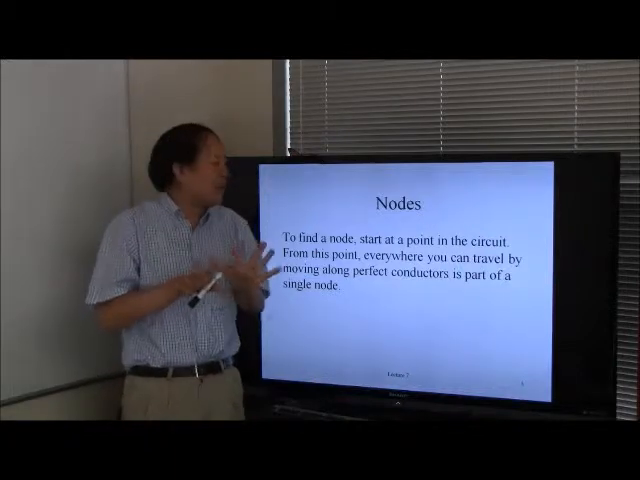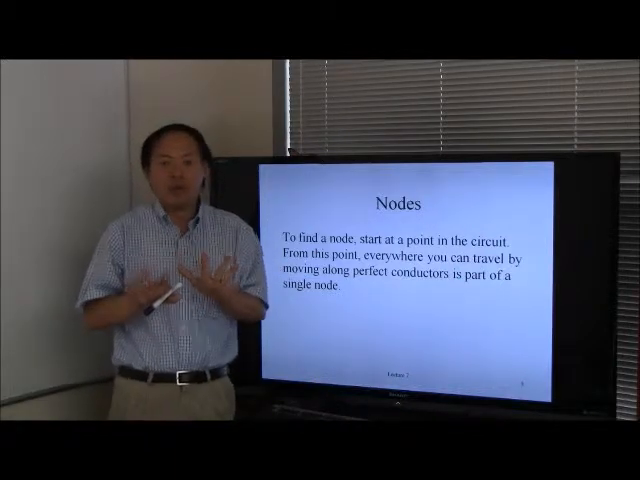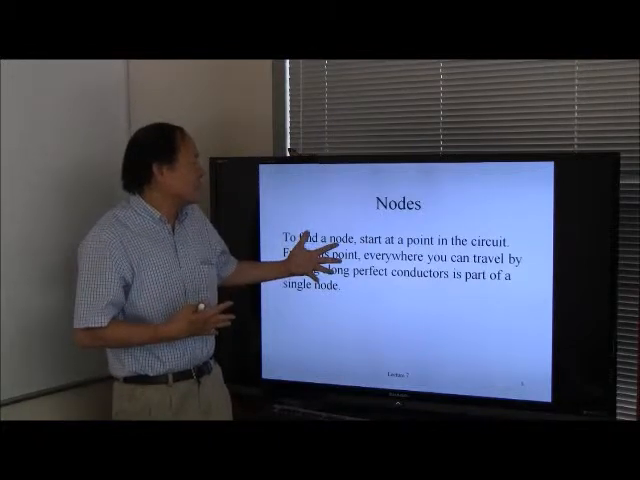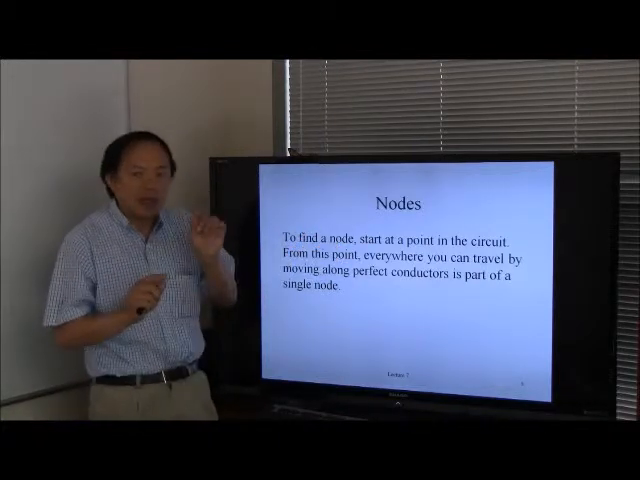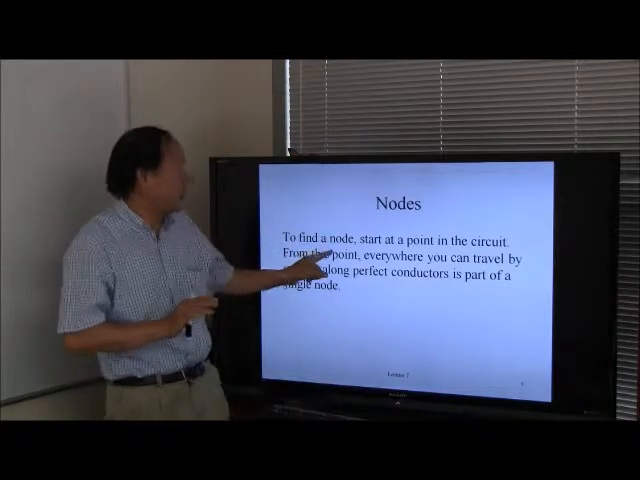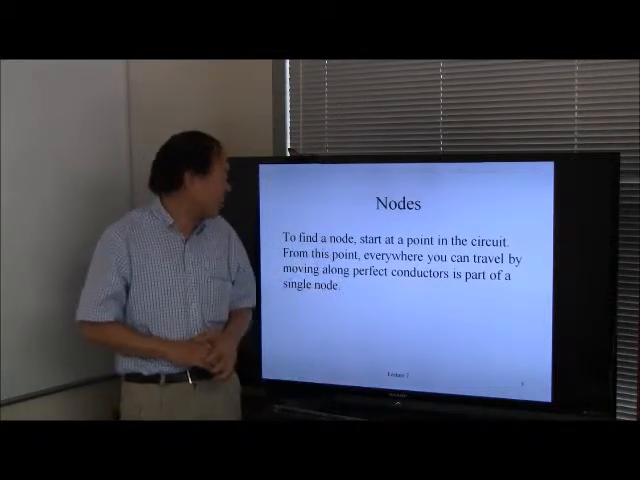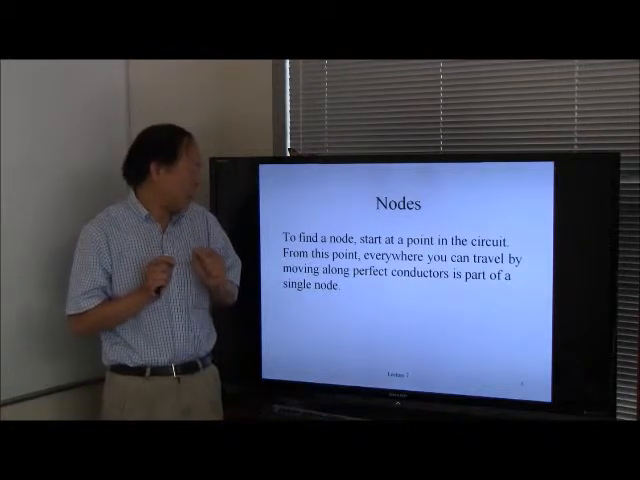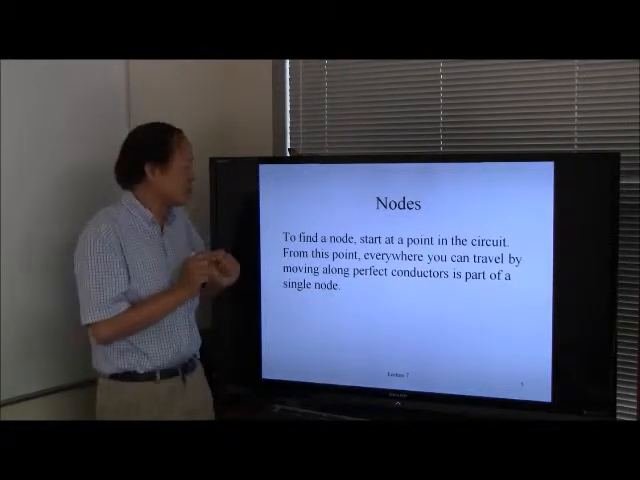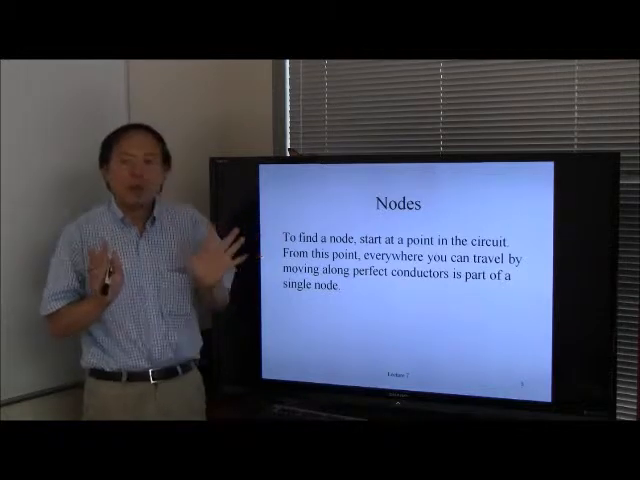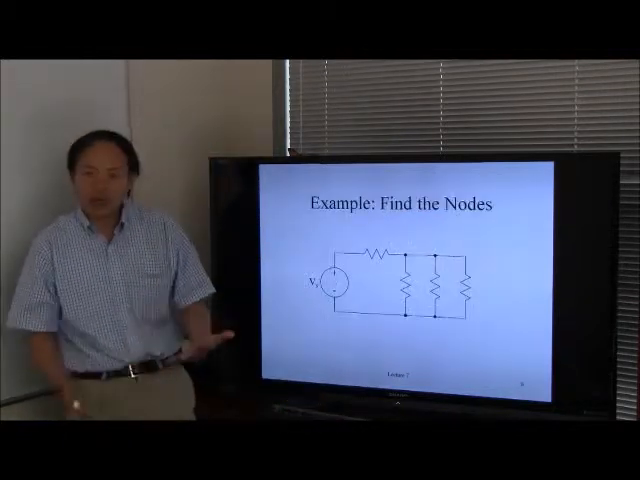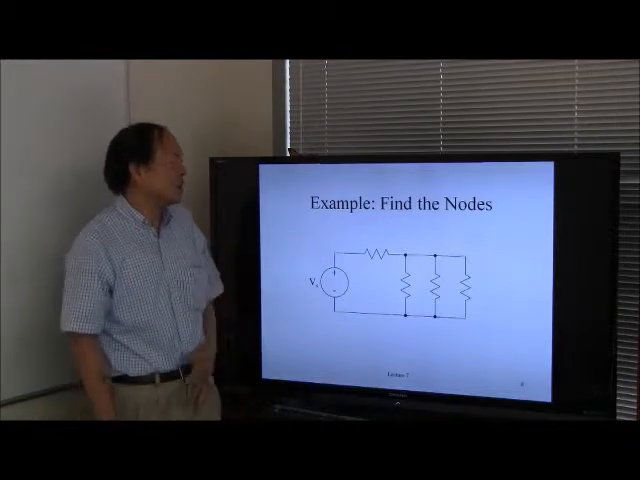Inside a circuit, there's something called a node, and we need to go through the notion of a node very carefully. To find a node, start at a point in a circuit, and from this point, everywhere you can travel by moving along the perfect conductor is part of a single node. Now this is very wordy. What it really means, it'd be easiest to look at an example.